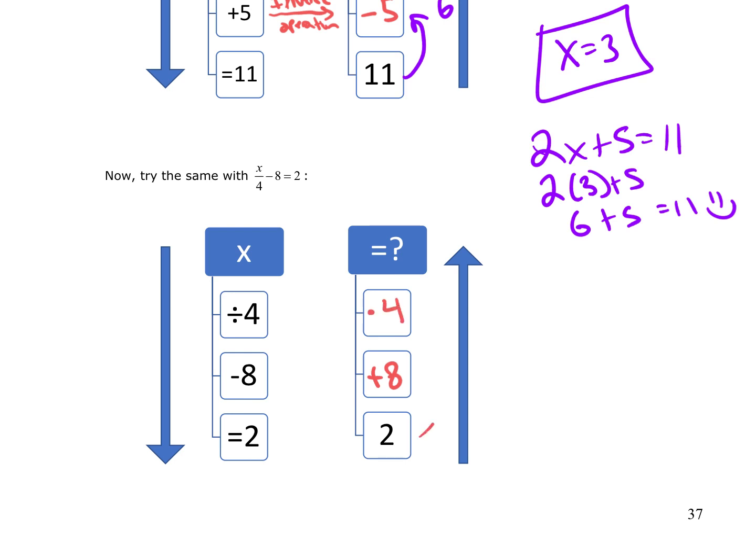So now we're going to do the math, going back up the chart. We start with 2 and we do the inverse of plus 8. So 2 plus 8 equals 10. And then I have to multiply by 4. So times 4 equals 40. And so now I get my answer of x equals 40.